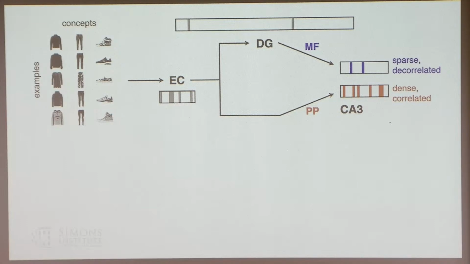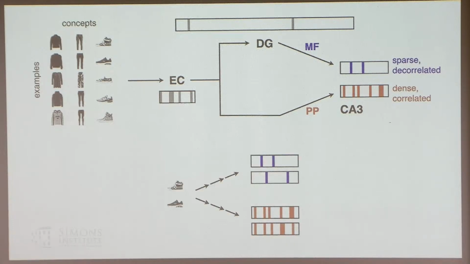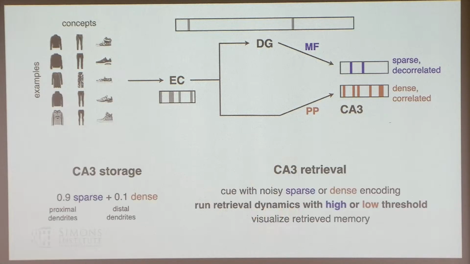So patterns are sparse. And as is known, sparsity is also related to decorrelation. So two closely related images through the purple pathway will have sparser patterns that are more decorrelated compared to the orange perforant pathway. Okay, so this is the neural network setup. And now that we have two encodings for each image, we're going to store them in CA3.